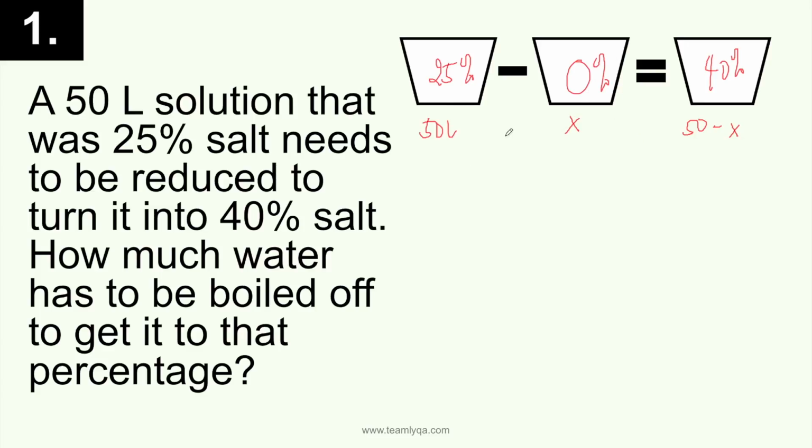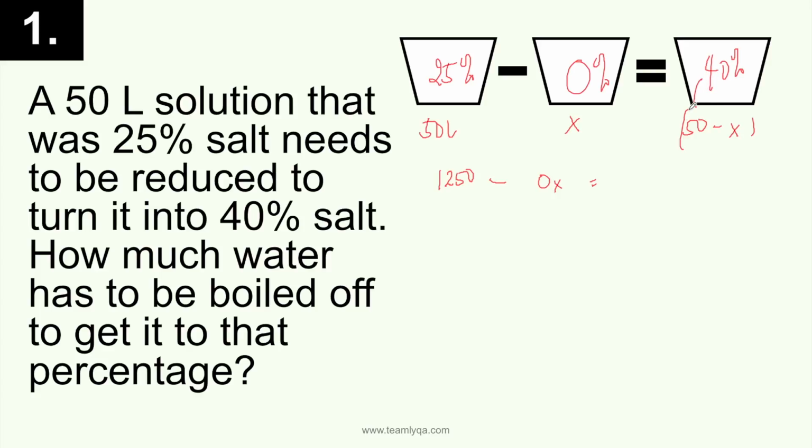Now, we're going to solve these. So, 25 times 50. Okay? And then, we're going to multiply 0 and X. And then, 40, i-distribute natin sa 50 minus X. Okay? So, 25 muna times 50. That would be 1,250. Minus 0x is equal to, and then 40% times 50 muna, okay, i-distribute or i-multiply natin siya sa pareho.